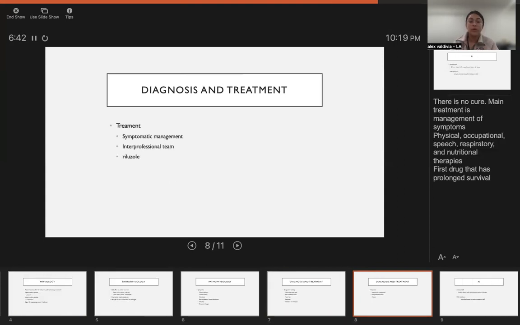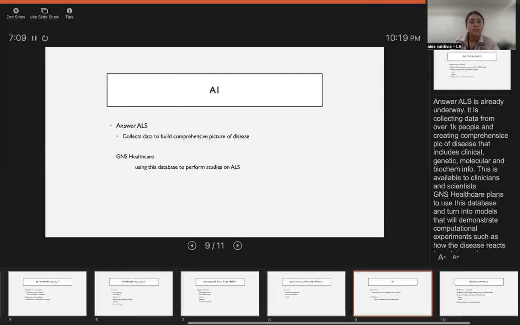So there is no cure for ALS. Treatment right now just focuses on symptomatic management. You would need an interprofessional team, which consists of physical, occupational, speech, respiratory, and nutritional therapies. There is a medication approved by the FDA called Riluzole, and it's the first drug that has prolonged survival.